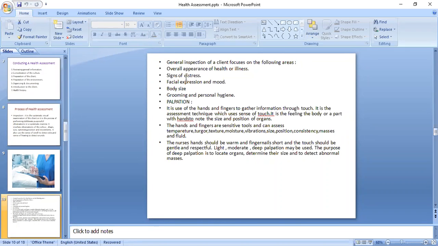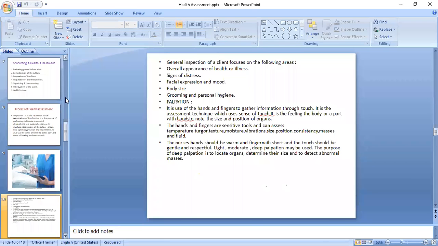Then signs of distress. If he is having any deviation from the normal, then signs and symptoms will be there, so we have to observe the signs. Then facial expression and mood, we have to observe. It is not needed to note it down; we just visualize and observe. We have to see whether the patient is in a normal state or not.